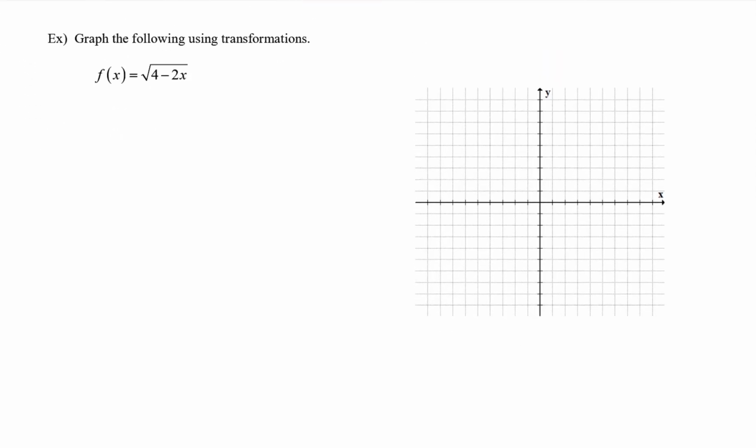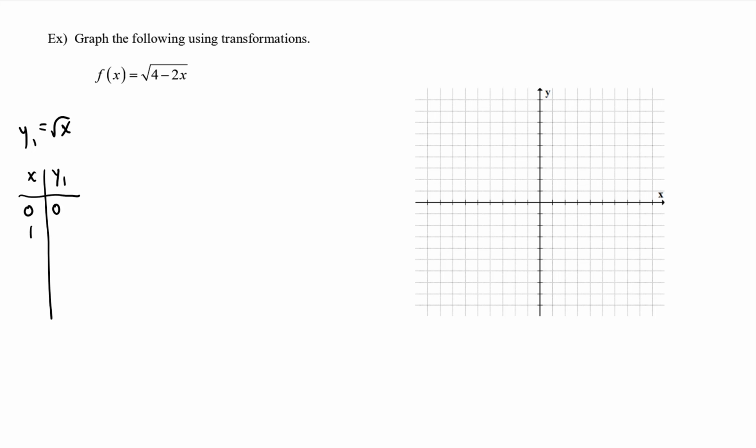Let's try another one. So I have f of x equals the principal square root of 4 minus 2x. Well, that looks an awful lot like this parent function. Y equals the principal square root of x. And that's a function we're familiar with. So let's do a quick t-chart. This is one of the ones that has a quote-unquote starting point because its domain's not all real numbers. And that starting point is 0.